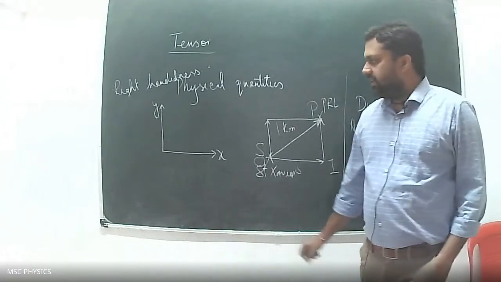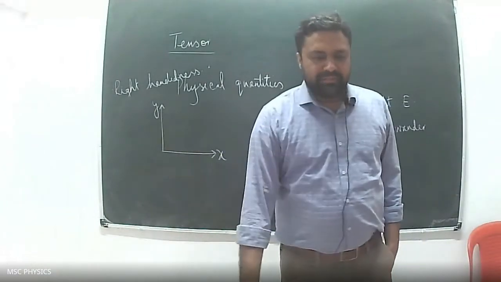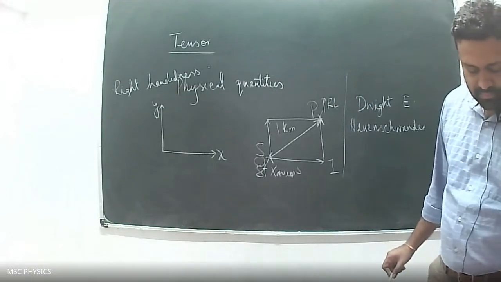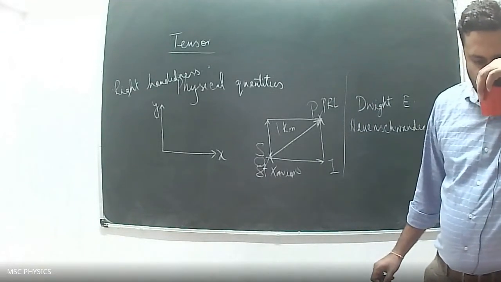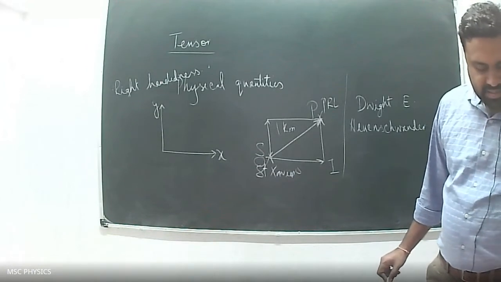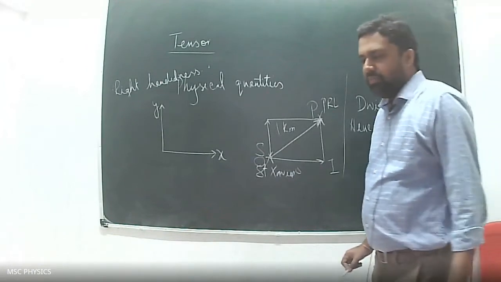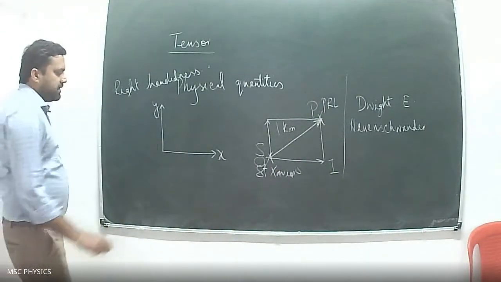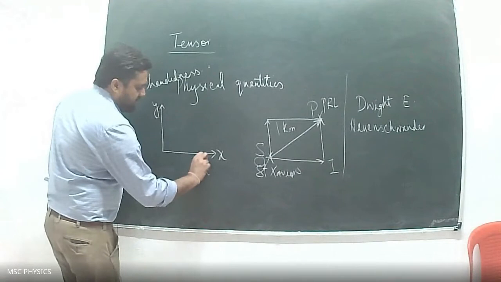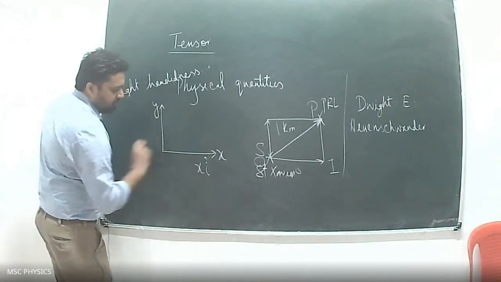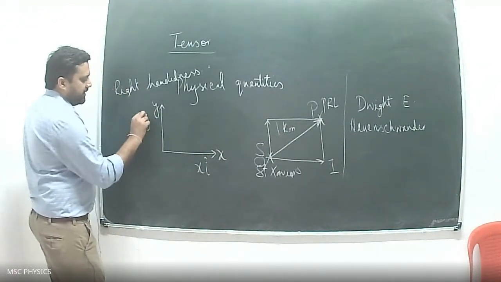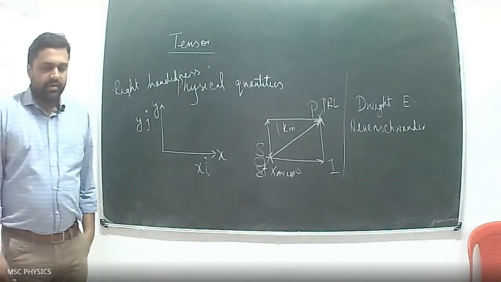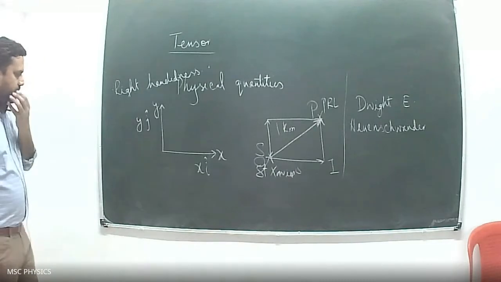Because if they are at 90 degrees, then only will they become mutually independent. If the angle is less than 90 degrees, then they will not be mutually independent. Why? Because this direction will be described by i and obviously some magnitude x. This will be by j and then some magnitude y, right? How much we have to move along y.